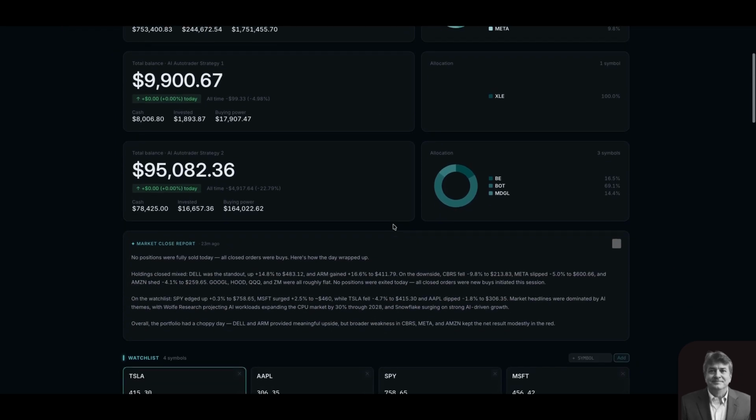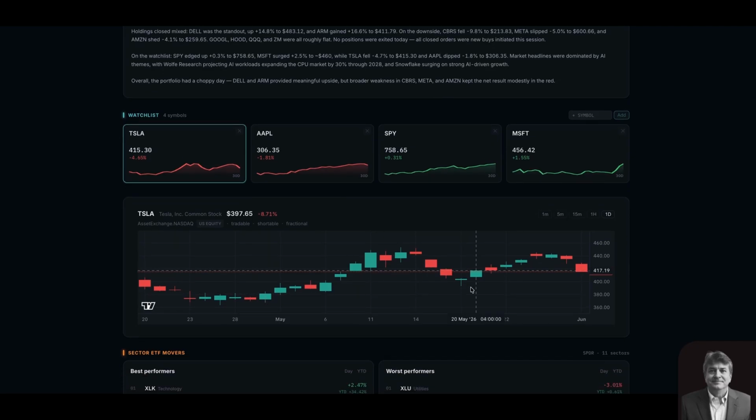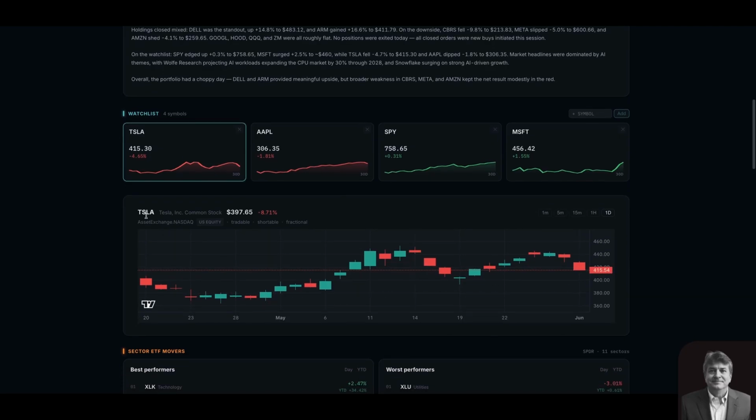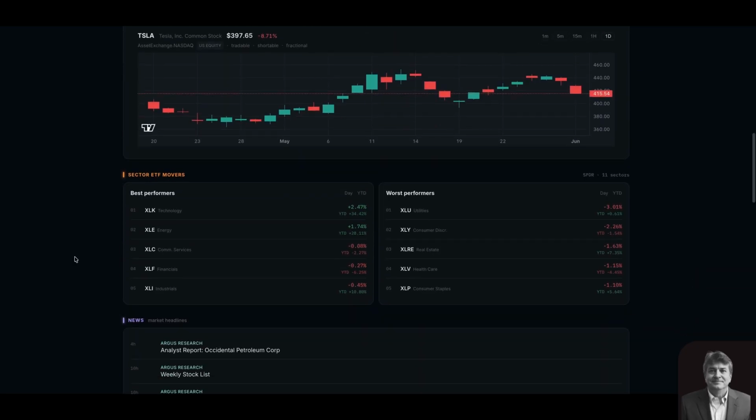And then Claude delivers a market close report, and there is a watch list with kind of the 30-day trend analysis. There is a graph capability on this where you can just type in a symbol and change the graph to see what it is. Then you've got your best performing ETFs on the day. These are sector ETFs. So technology today ripped, and consumer staples, healthcare, and utilities did not.